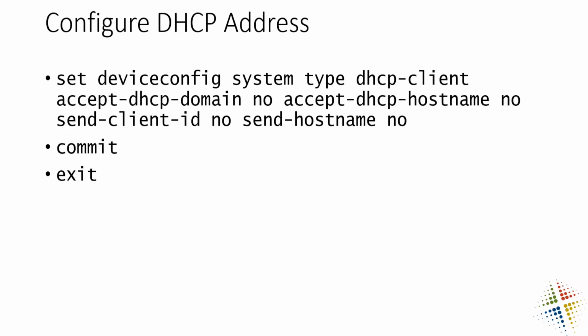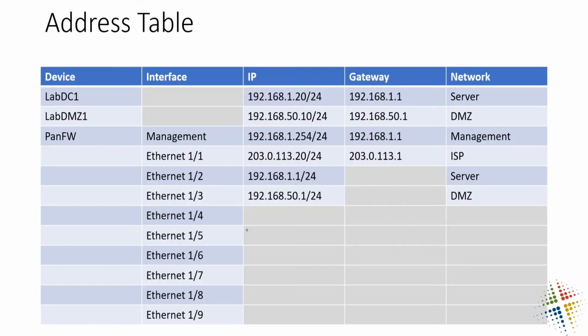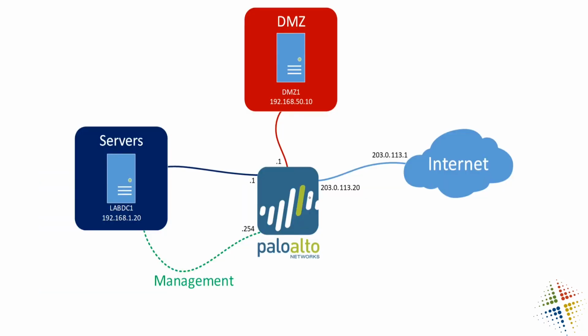So the next step would be to configure a DHCP address. If you have a DHCP network, for instance, if I come back here to my diagram, here on my management network, if I have a DHCP server, then it will automatically configure the management interface on the Palo Alto. I don't, so it will be interesting to see what happens.